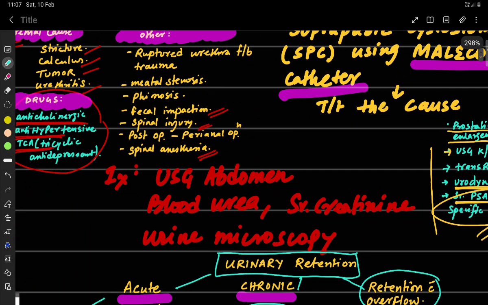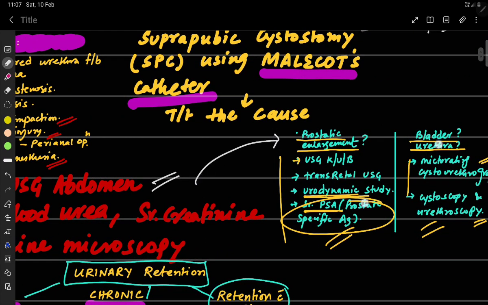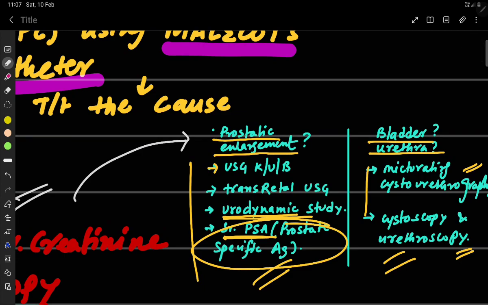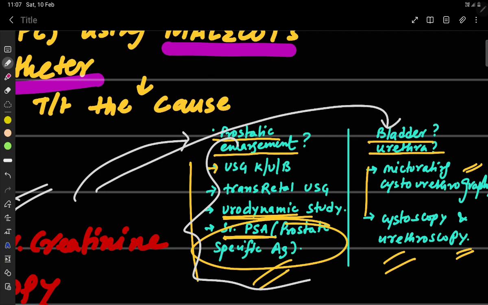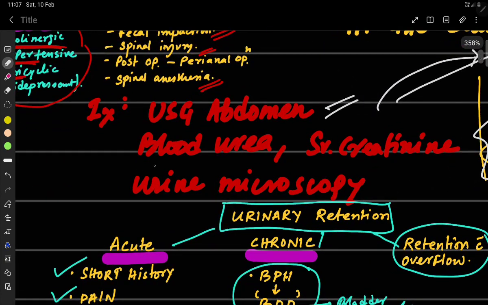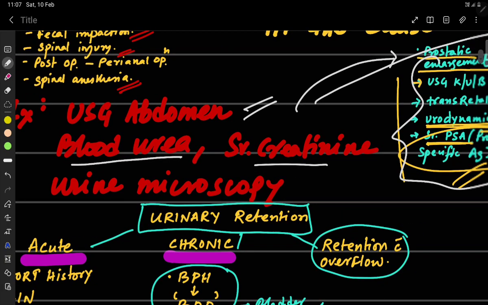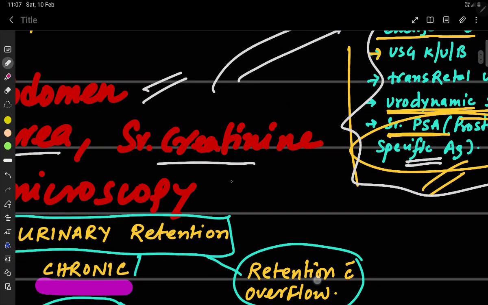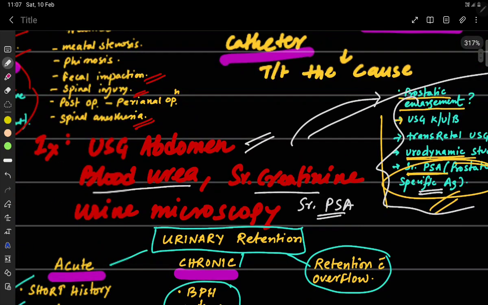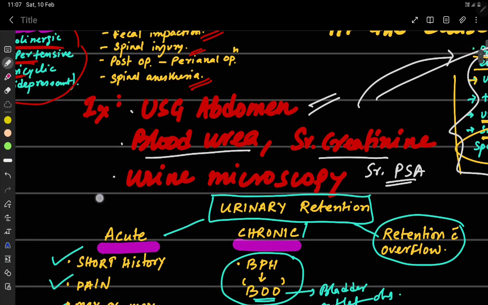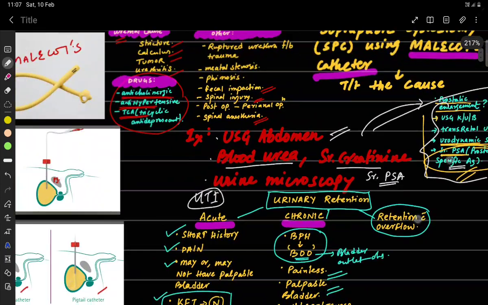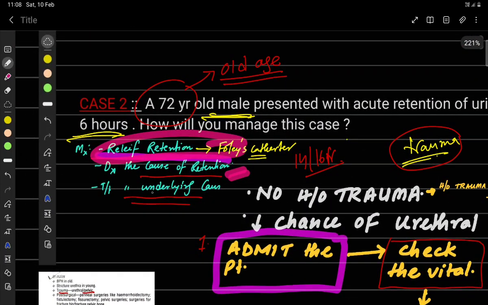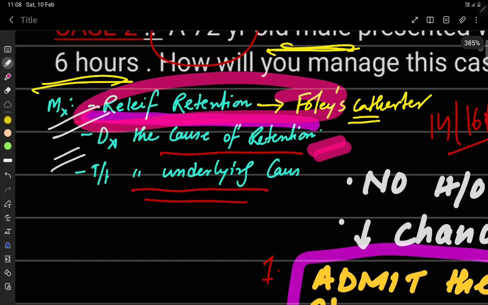Okay, so which investigations? Already I told you, and again I am repeating. First you have to do USG abdomen, which is a broad term. Under USG abdomen, to rule out prostate enlargement or evaluate the prostatic cause, you have to do this much, and to evaluate the bladder cause, you have to do this much. You have to check the blood urea and serum creatinine. Another biochemical test is serum prostate specific antigen. Also look for urine microscopy, to rule out any urinary tract infection, or any hematuria, etc. So done. This is the case discussion. First relieve the retention, then diagnose the cause, and then treat the underlying cause.